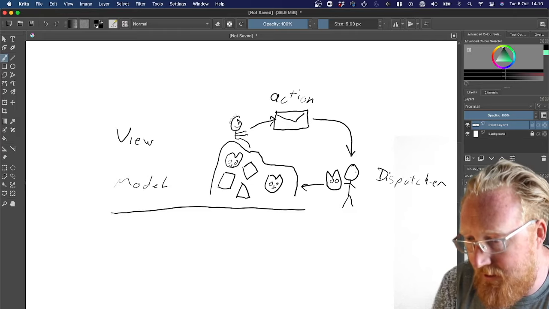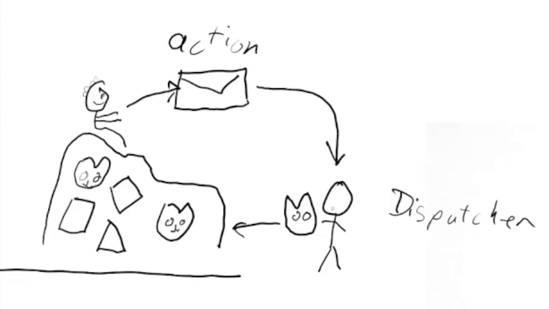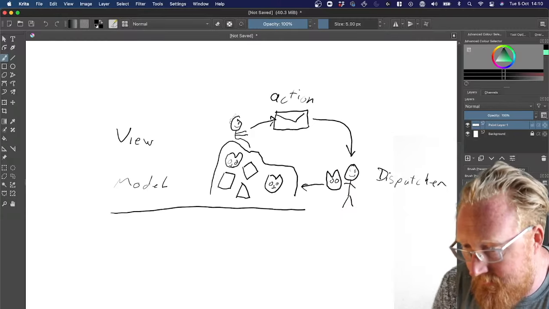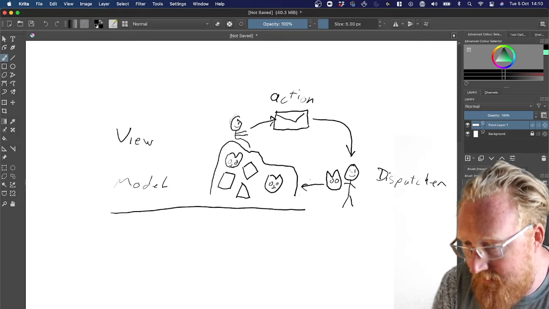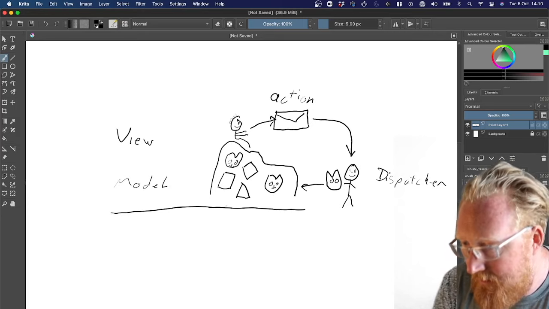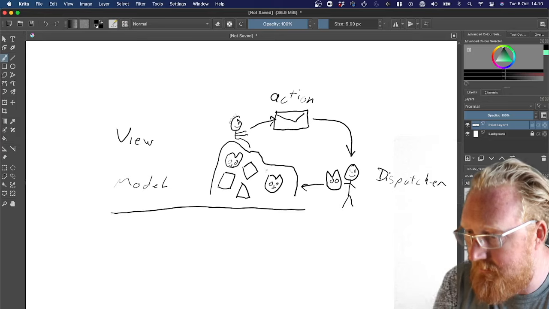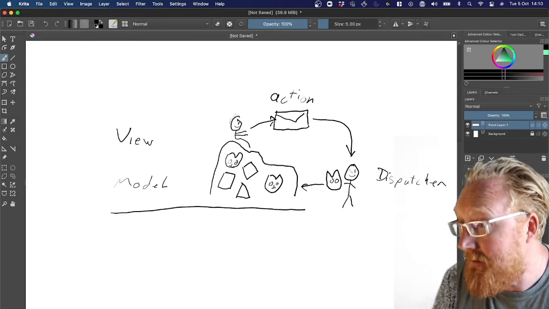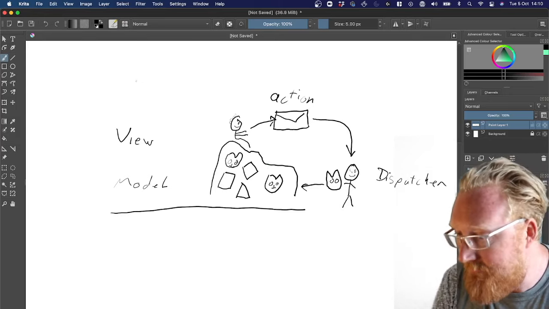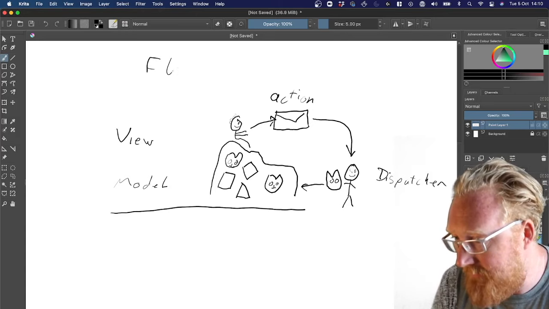And the dispatcher takes that message, works out what he should do, if he should do anything at all. And if he is supposed to do something, he then updates the model and re-renders the view. As far as the user is concerned, he's clicked a button and the view is updated. And this is Flux. This is the whole of Flux.